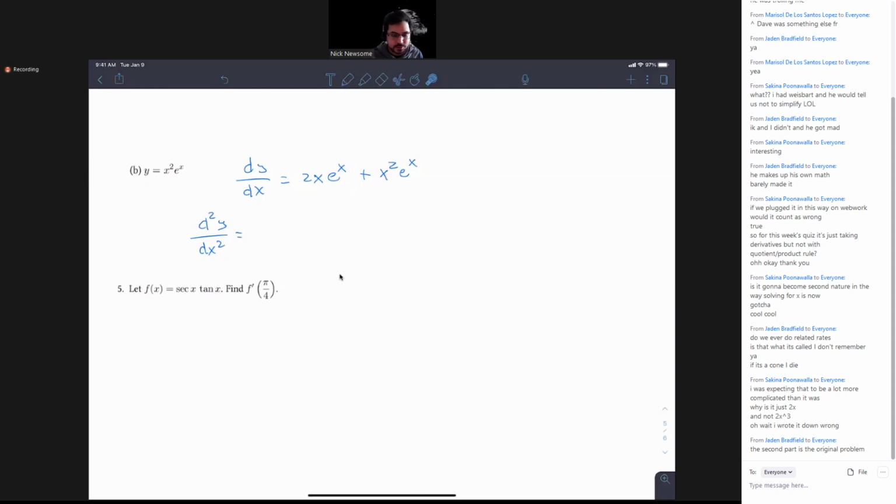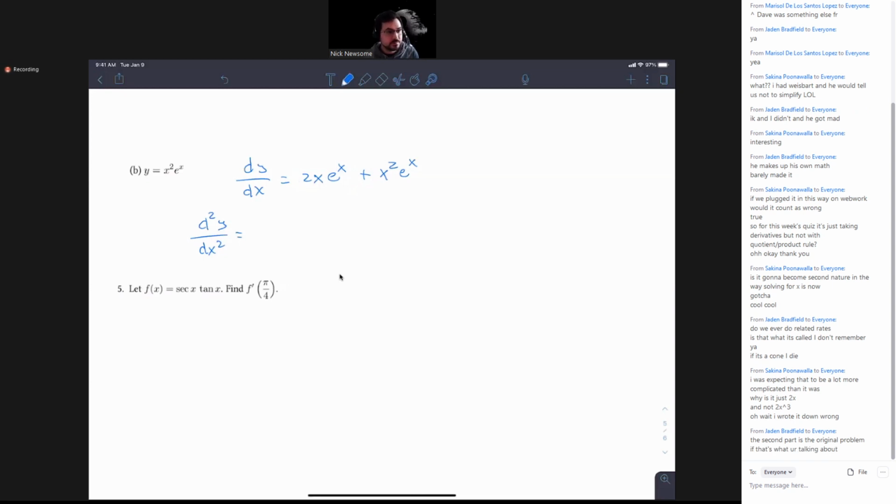The second part is the original problem. Very good. So when we get there, that's exactly what I'm talking about. When we get there, we already know what it is. We can just write it down. Think smarter, not harder. So this first piece is a product rule in itself. We've got the derivative of the first piece, which is 2x. So that's 2 times the second one plus the first one times the derivative of the second one. That's that piece.